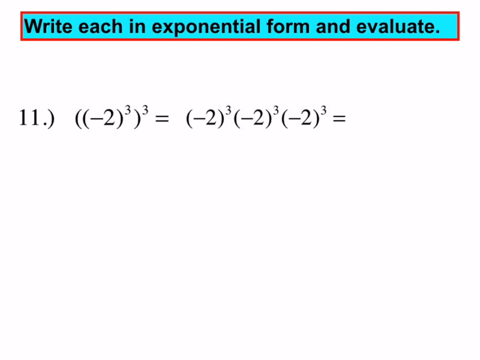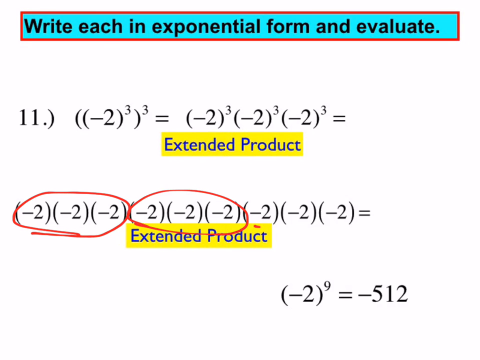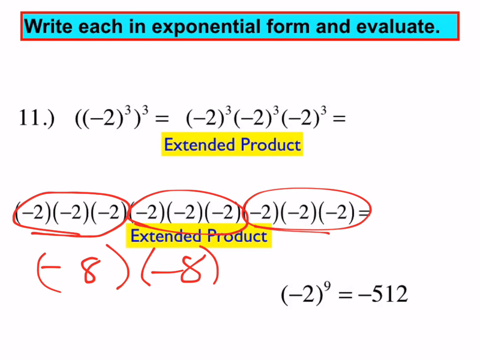Number 11, we have this, extending the product, and then extending it again. I have 9 of the negative 2s, and that is negative 512. Lots of ways you could do that. Once again, I would group this together in groups of 3. We have negative 8 times negative 8, which is 64, times negative 8 is negative 512.